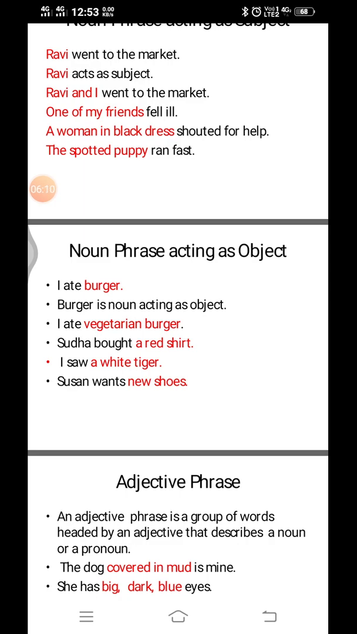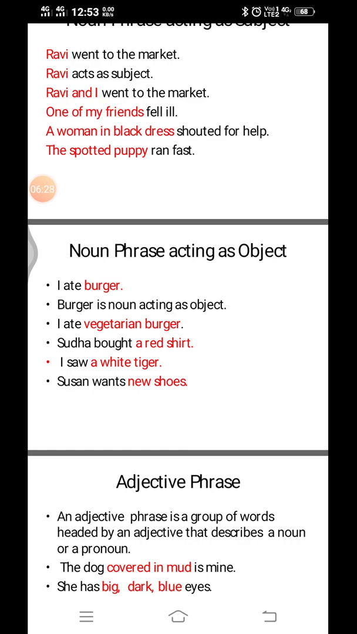So, whenever you need to look out for an object, ask from the verb what. The answer will be the direct object. Now, burger is noun acting as object. So, burger over here is a noun.